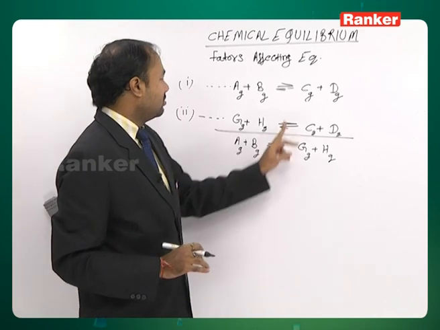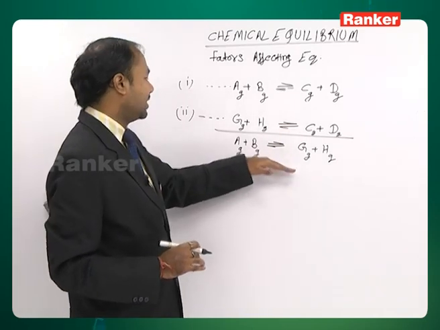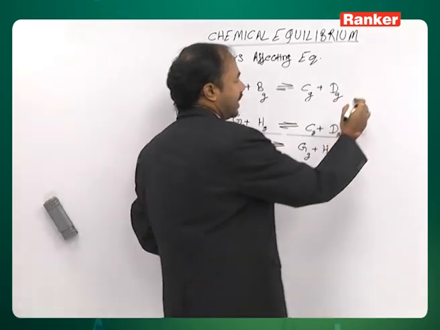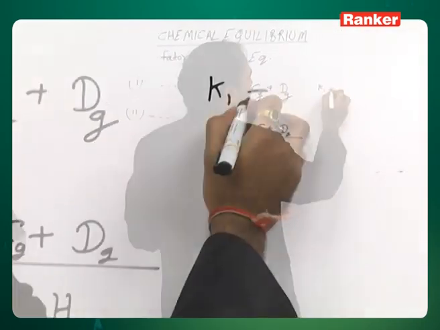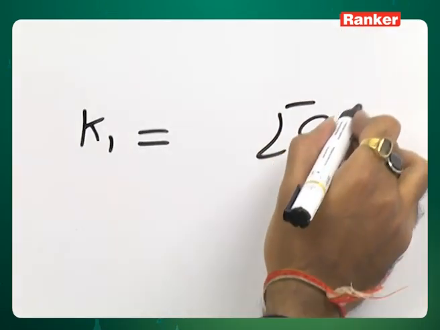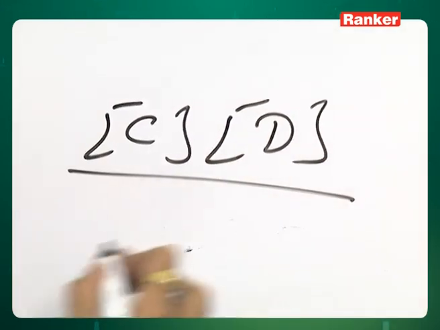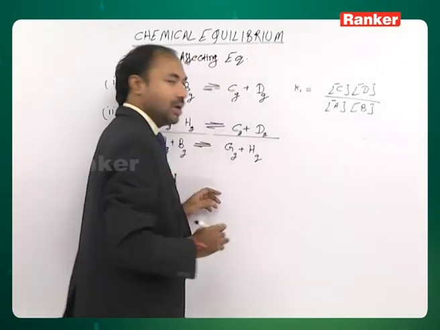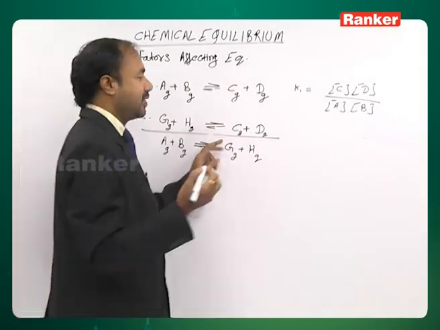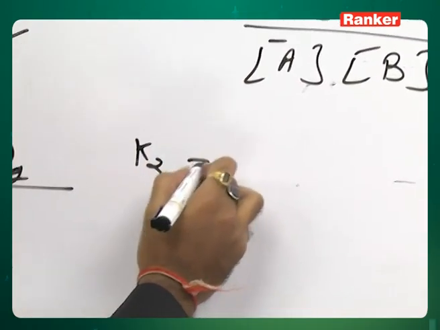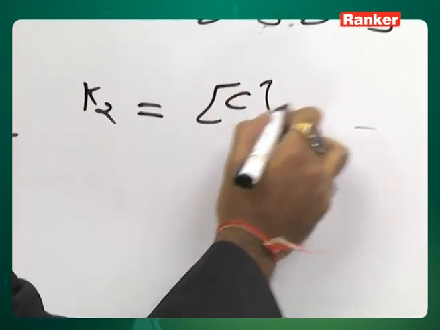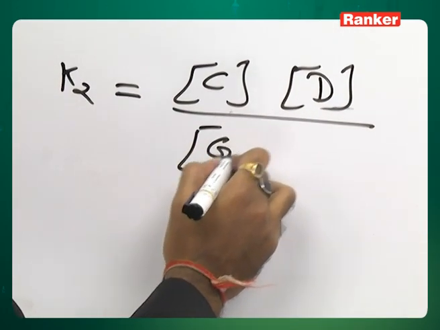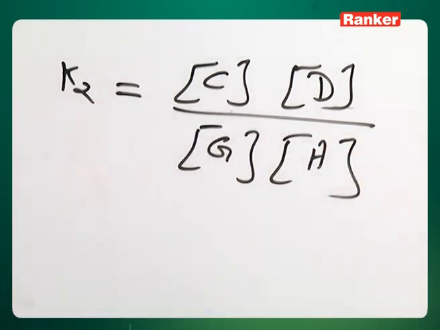We write the equilibrium constants for all the three reactions. This is the resultant one, which we have obtained by subtracting 2 from 1. We write for the first one, the equilibrium constant K1 will be equal to the concentration of C into D upon A into B. Equilibrium constant for the second expression, we write it as K2, and this will be equal to concentration of C into D upon concentration of G into concentration of H.